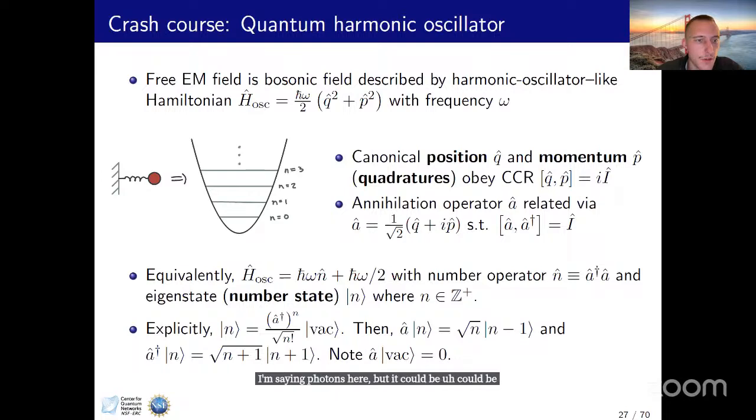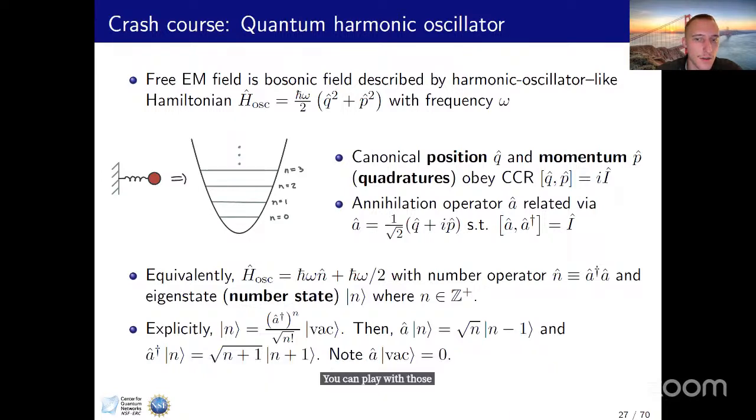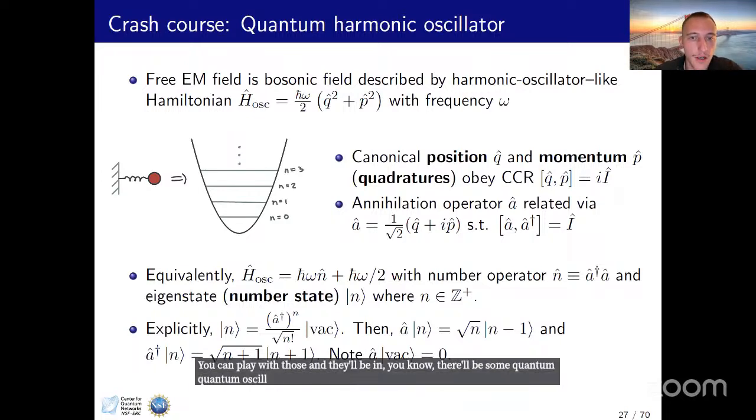I'm saying photons here, but it doesn't have to be photons. It could be phonons, which are like a vibrational mode of some physical oscillator. For example, people play with optomechanical membranes. It's like tiny little trampolines, and the little trampolines have modes of oscillation. When you cool them down really well, you can play with those, and there'll be some quantum oscillator. You can describe the quanta of the oscillations by phonons, and you describe them exactly in this way.